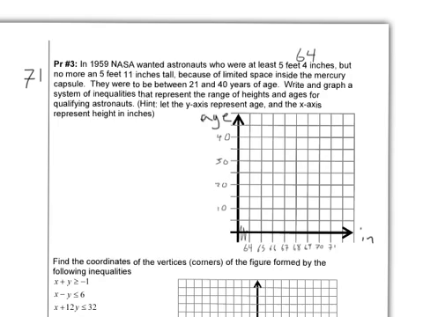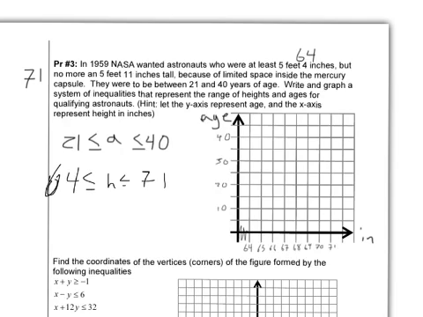For age, they said it has to be less than or equal to 40, because it has to be between 21 and 40, and I think that could be equal to, right? Because if somebody is 21, once they turn 21, they are at least 21 years old. So that means they're between 21 and 40. And for height, we said less than or equal to 71, but greater than or equal to 64.